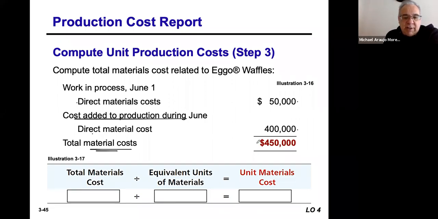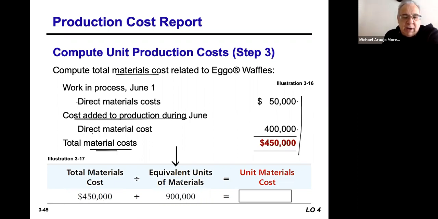Well, the costs of the materials need to be divided by the equivalent units of materials, which we calculated in step 2. So we have $450,000 of costs that we just calculated here, divided by the 900,000 equivalent units based on the materials we've used. So that means the unit cost of every AGO for materials is 50 cents.